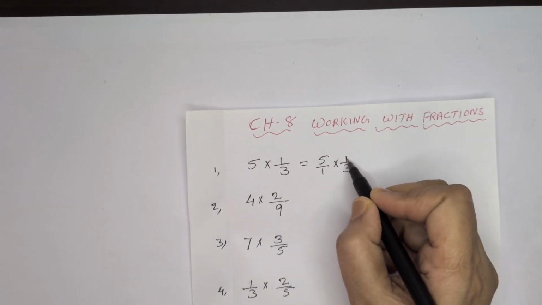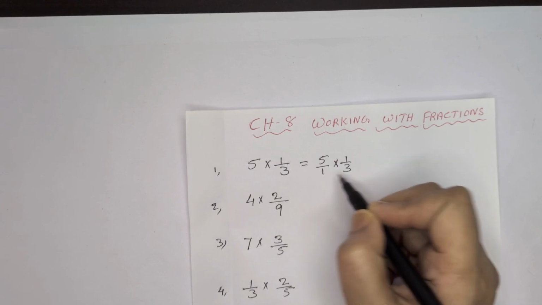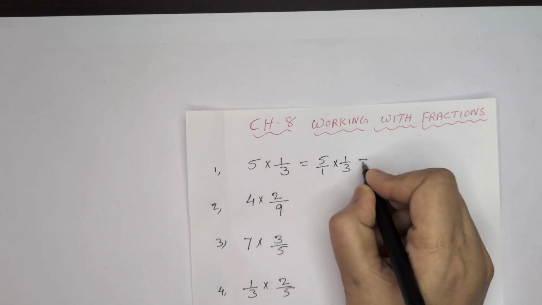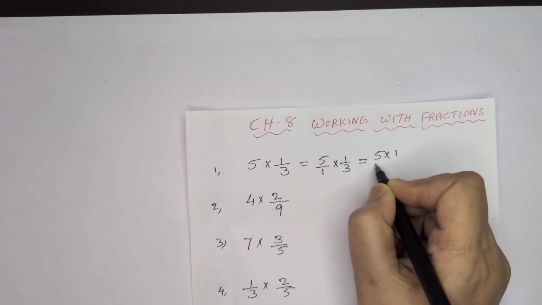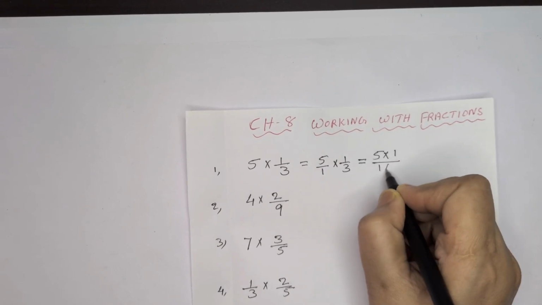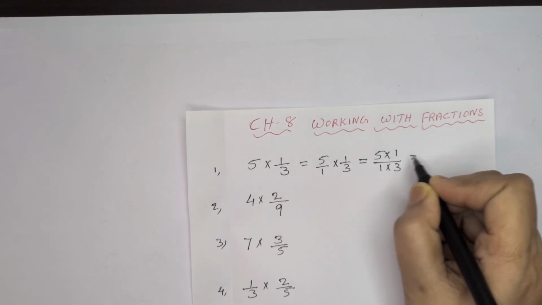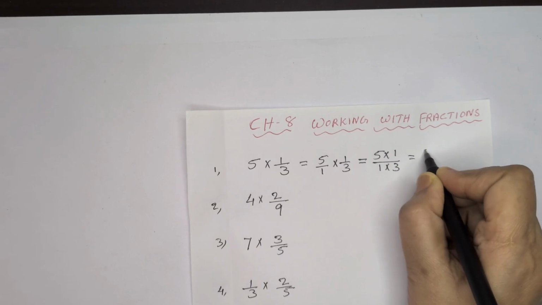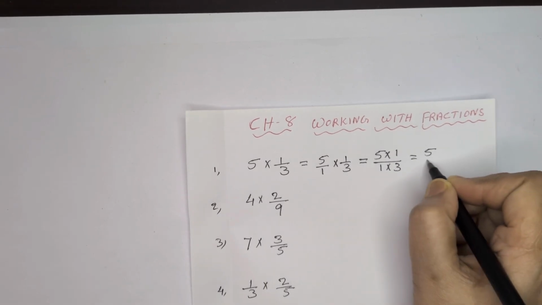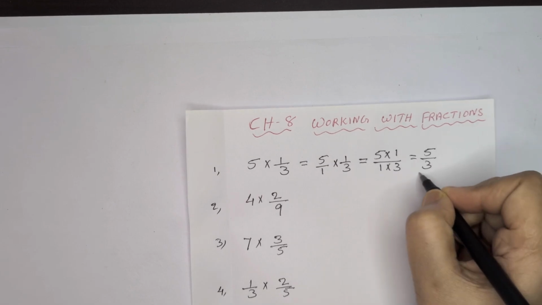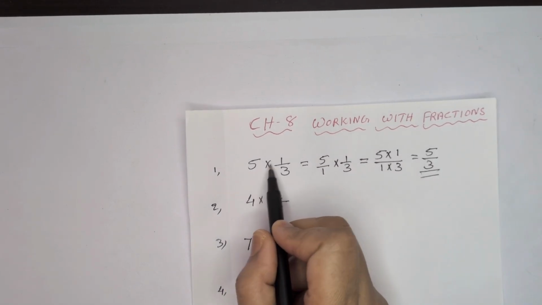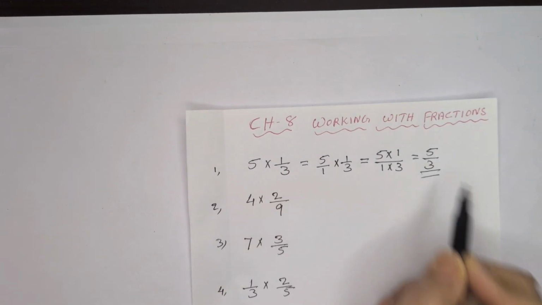Now 5 and 1 are the numerators, and 1 and 3 are the denominators. So we can multiply the numerators, 5 into 1, and the denominators, 1 into 3, which is equal to 5 into 1, that is 5, and 1 into 3, that is 3. So the answer is 5 by 3.